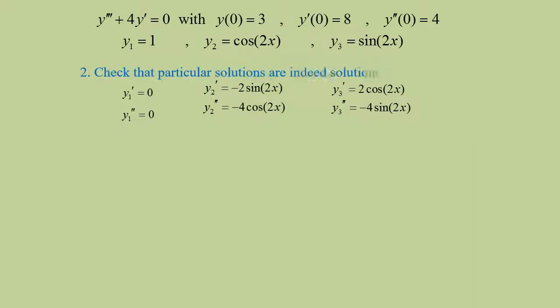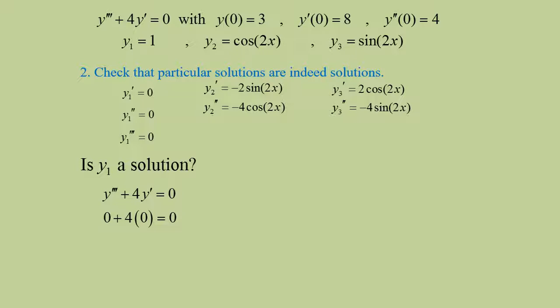And next we'll check to see if they are actually solutions to begin with. So we'll take the y1, substitute in, well, in order to substitute, we're going to need the third derivative of that. So we'll go ahead and compute the third derivative and then plug that in. Well, we get 0 equals 0, which tells us that it is indeed a solution.